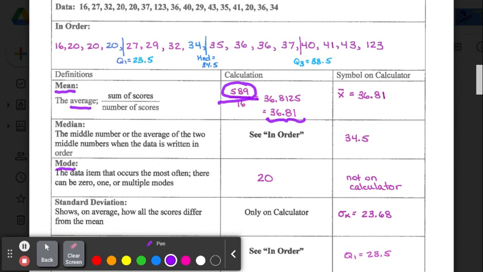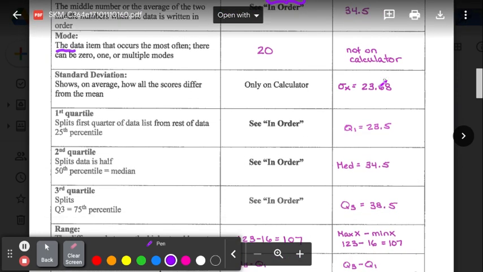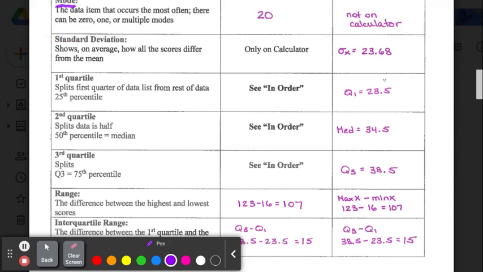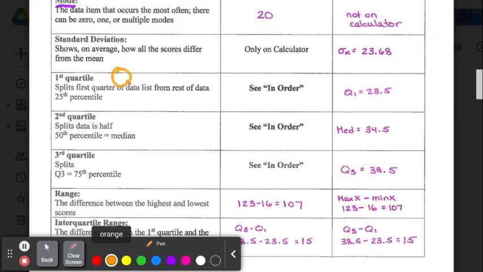Another vocabulary word, mode, is the number that happens the most. And the number that happens the most in this problem is 20. Standard deviation we're only doing on the calculator. Don't worry about that. First quartile means Q1. Second quartile, you can say Q2 or median. Okay, that's the middle. Third quartile is Q3, which we wrote up top.